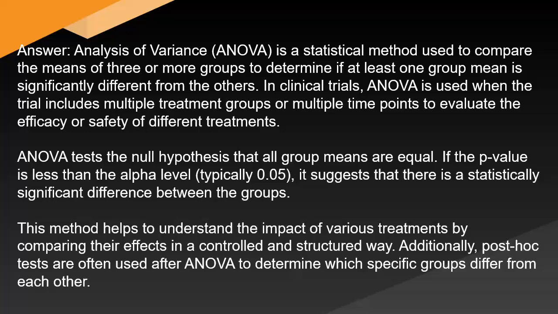ANOVA tests the null hypothesis that all group means are equal. If the p-value is less than the alpha level, typically 0.05, it suggests that there is a statistically significant difference between the groups. This method helps to understand the impact of various treatments by comparing their effects in a controlled and structured way. Additionally, post-hoc tests are often used after ANOVA to determine which specific groups differ from each other.